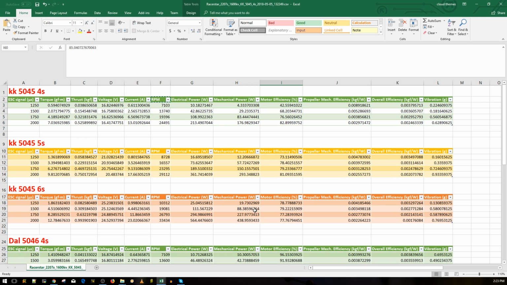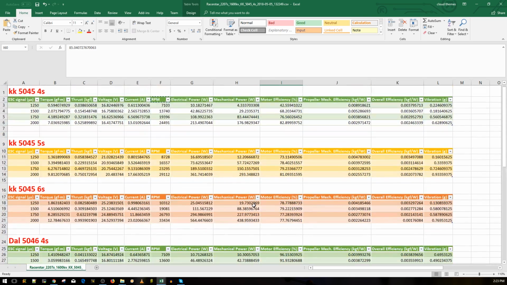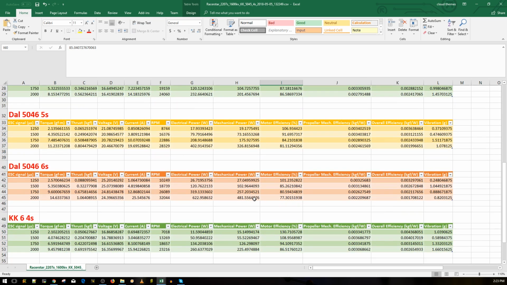But overall, these are my results. These are 100% calibrated, plus or minus 3 grams. I double check before every single motor test here. That's all I can really say right now, guys. This is my testing results.